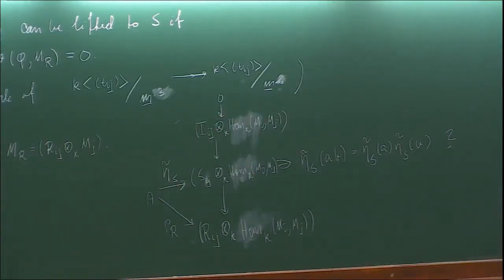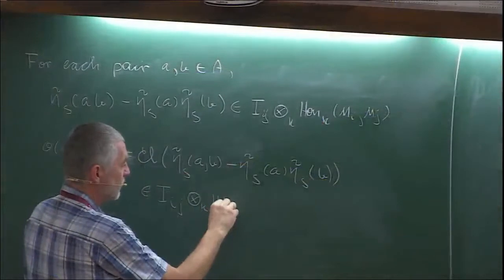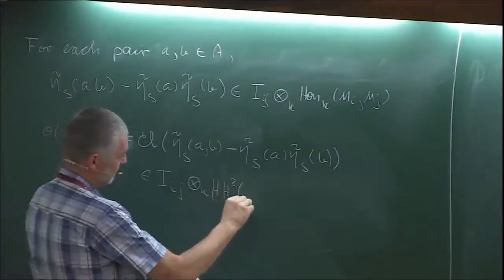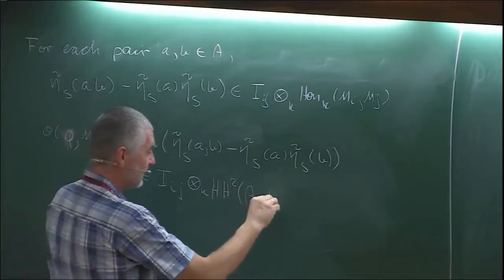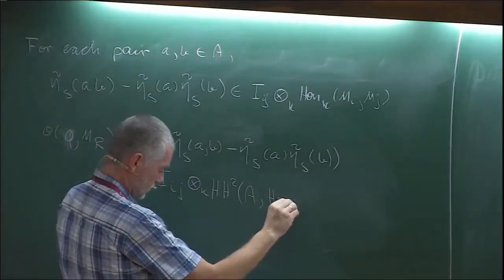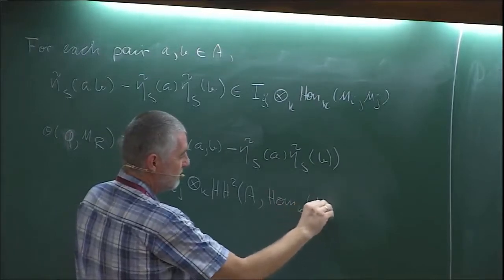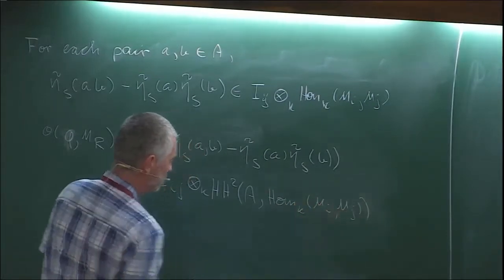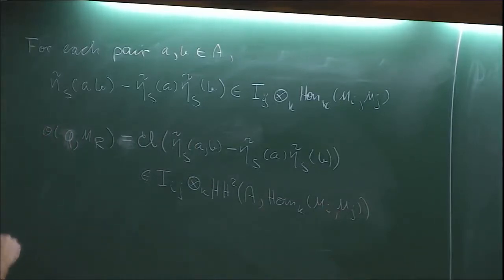So the point is that this is in here, taking the class, this is an element in I, A, J, tensor over K, and then in the second Hochschild cohomology, which is the same as Ext. But we have defined the Hochschild cohomology, so let us use that. Let's shift a bit from now to there. H2, Hom K M I M J. This is the obstruction.